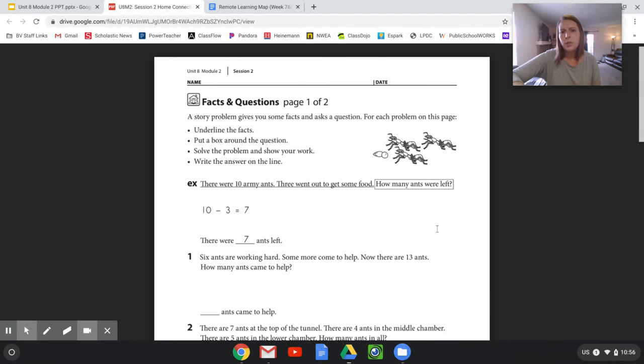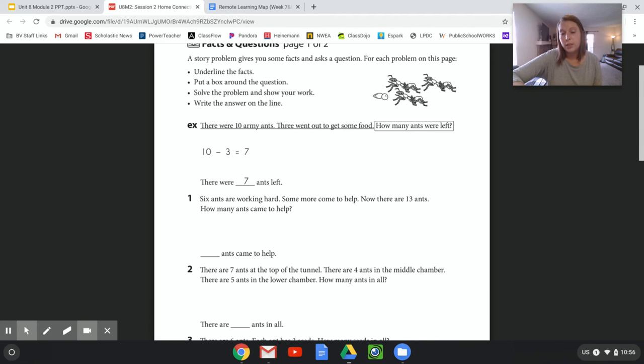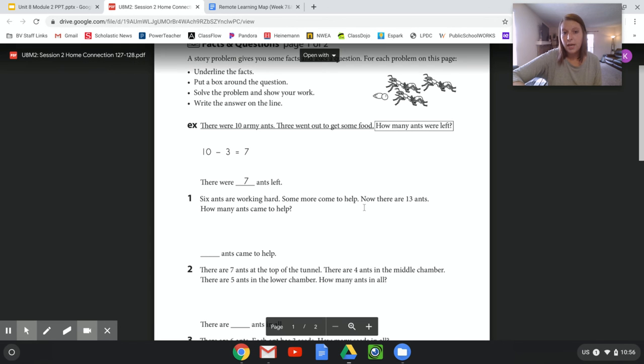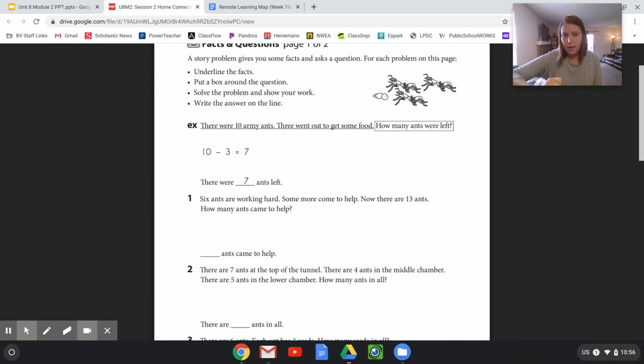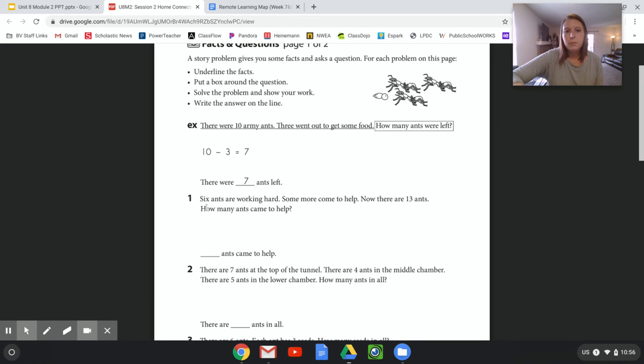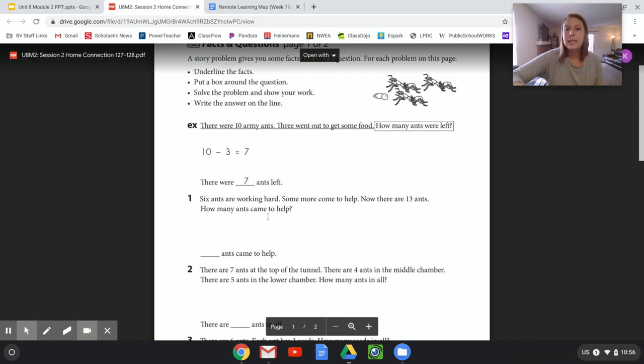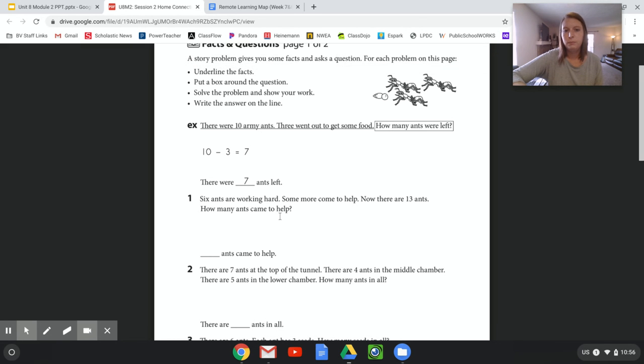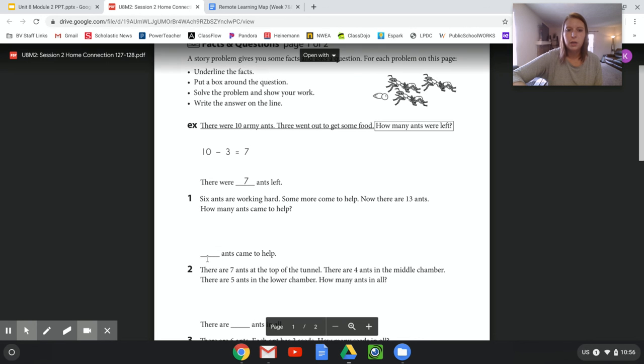So what I'm going to do is I'm going to read each question. So if you need to hear them being read, you can listen and pause it and then work on it. Okay? So, number 1, 6 ants are working hard. Some more come to help. Now there are 13 ants. How many ants came to help? So think about the facts, think about the question, show your work, write your answer.